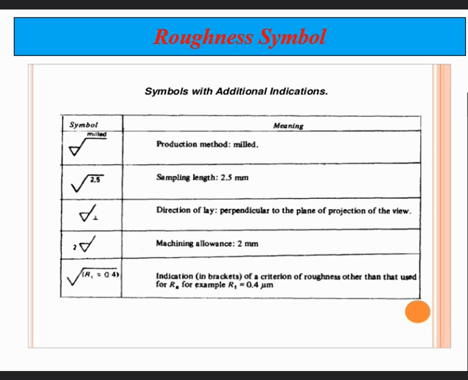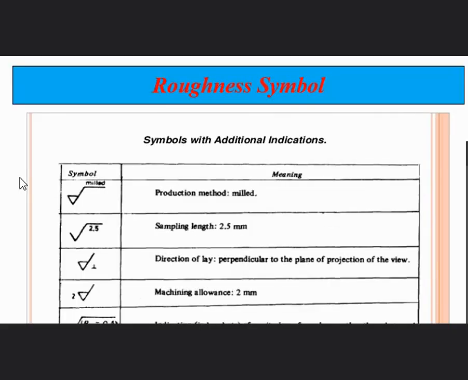So I will revise the symbols again. This symbol is a surface roughness symbol, where the machining method required is milling, the sampling length is 2.5, the lay is perpendicular, and the allowance is 2 mm. If you read it out, see this one example again here. By looking at the symbol, you should understand that the person who made the drawing is talking about surface roughness. He is expecting some value of surface roughness there. So how do you read it out?